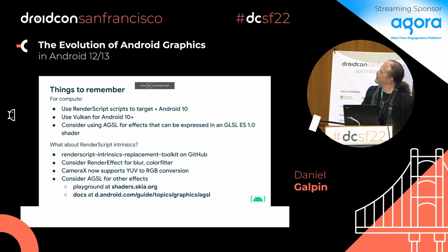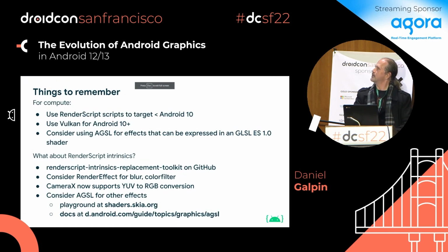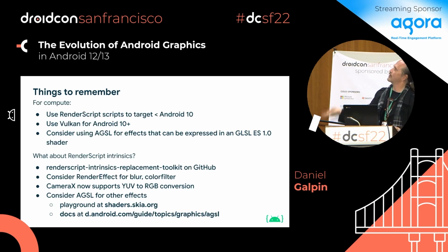So finally, things to remember. One, again, use RenderScript if you're targeting less than Android 10. You can use Vulkan to do compute if you're targeting beyond Android 10. You can probably get away with using AGSL for a lot of effects, however, that you would normally use RenderScript for. So if you're just taking a bitmap and shading it and then going to use that somewhere else in your UI, you can do that.